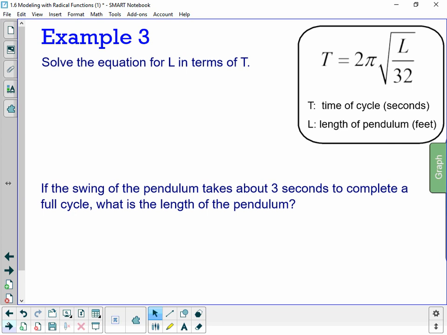Here's an example with the pendulum. So this equation here is the equation for pendulum motion. The T, capital T, stands for the time of the cycle, so that would be one swing of the pendulum, and L is the length of the pendulum in feet. So the time is equal to 2 pi times the square root of the length divided by 32. First part of this is we're going to solve the equation for L in terms of T. So we want to solve for L.